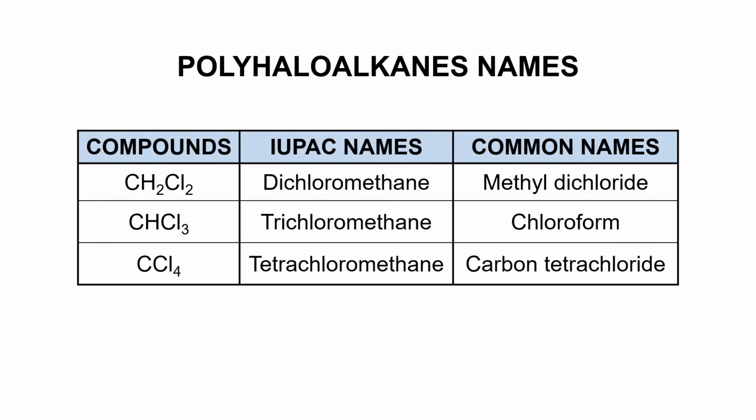So these are examples of polyhaloalkane names. For example, we have CH2Cl2. The IUPAC name is dichloromethane, but the common name is methylene dichloride.